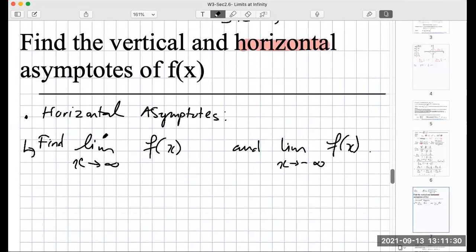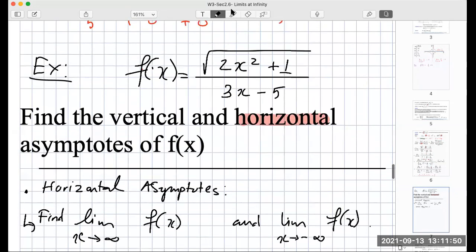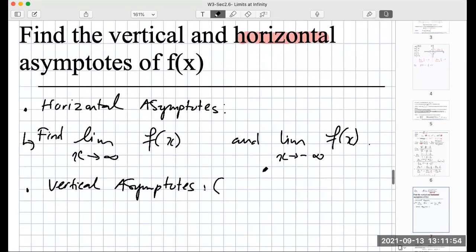And what is a vertical asymptote? Very good, thank you. Is it Marissa? Thank you. It means that... and what is it in this case?